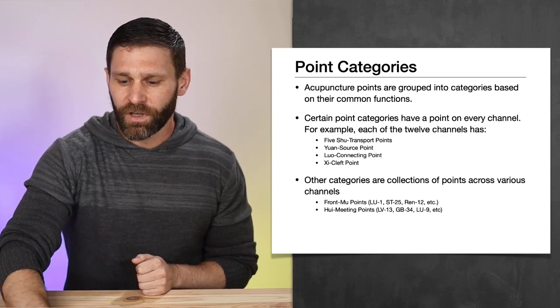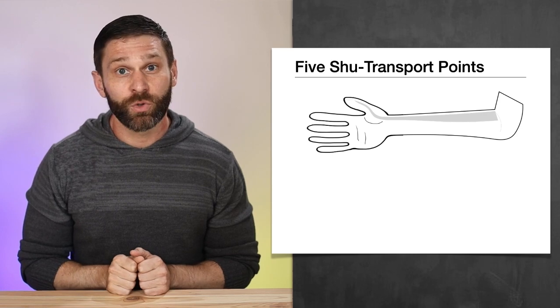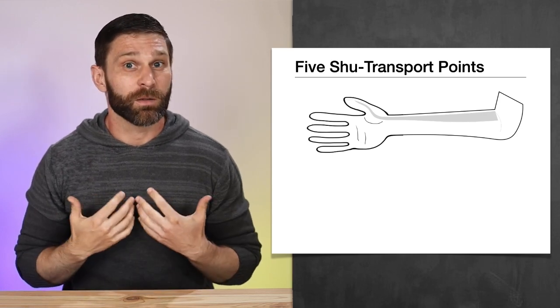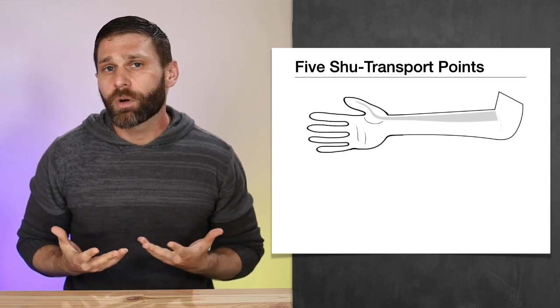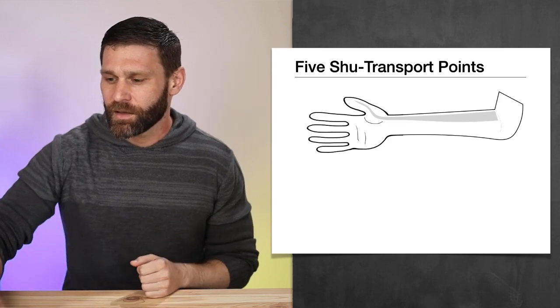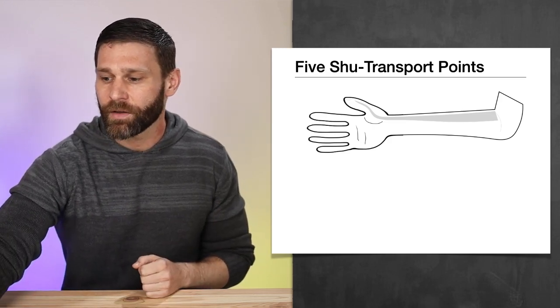So the first group we're looking at is the 5 Shu-Transport points. This is probably maybe the most important, but also the most complicated and the weirdest to understand. 5 Shu-Transport points. So again, when we say the 5 Shu-Transport points, we mean that these are points that exist on every channel. The lung channel has 5 Shu-Transport points. The large intestine channel has 5 Shu-Transport points. The stomach channel has 5 Shu-Transport points.